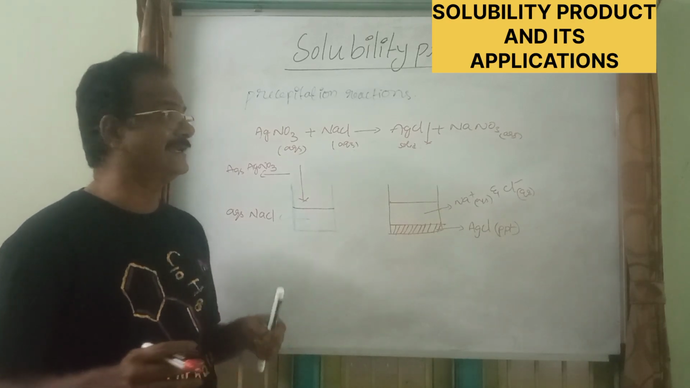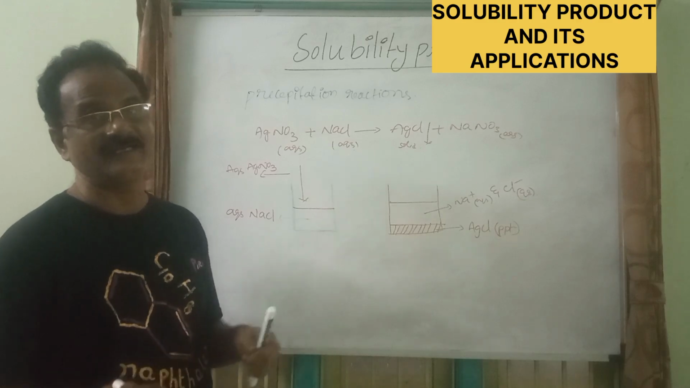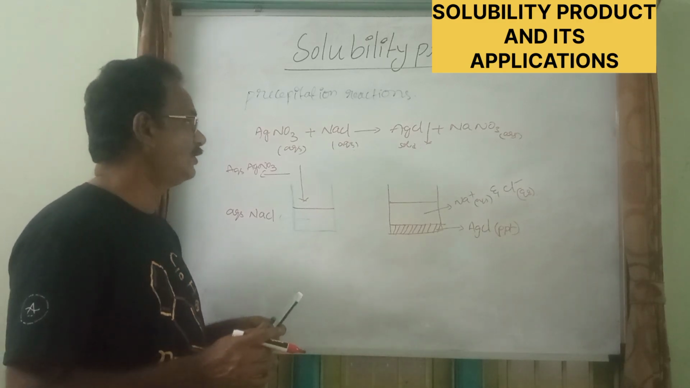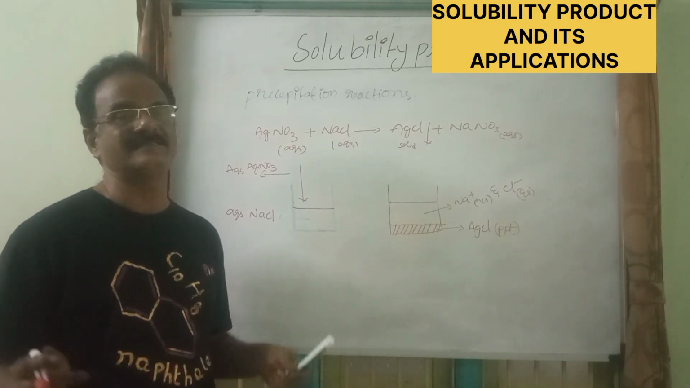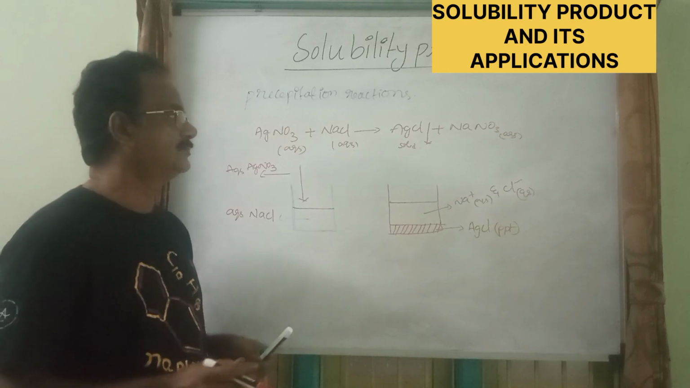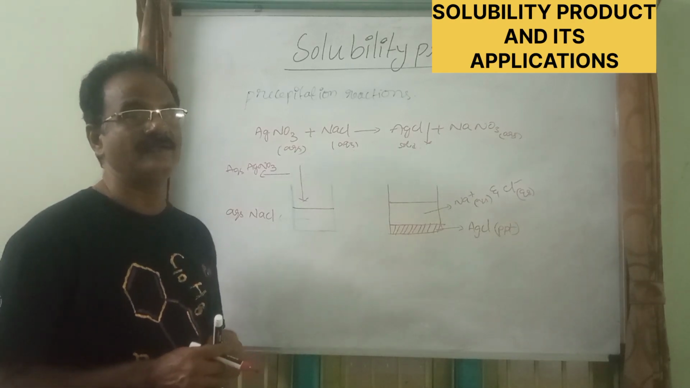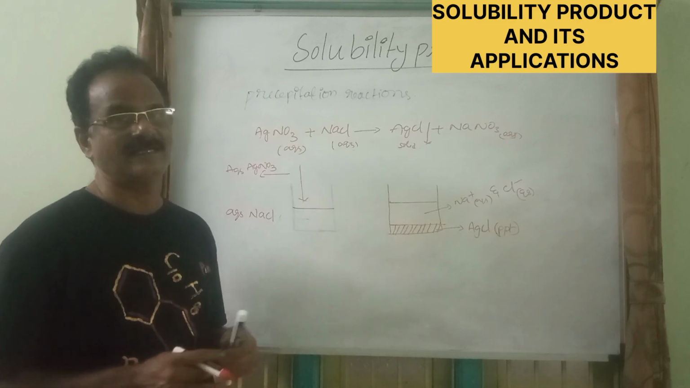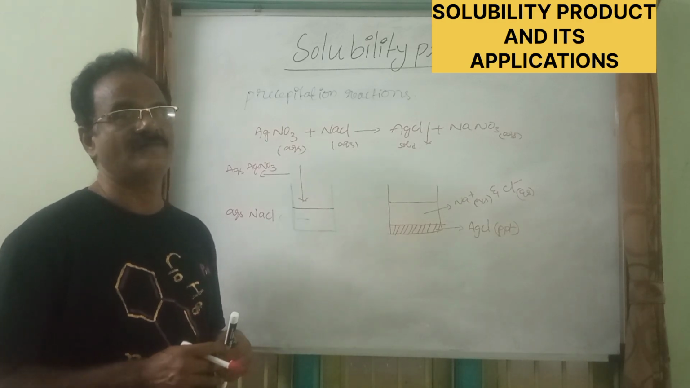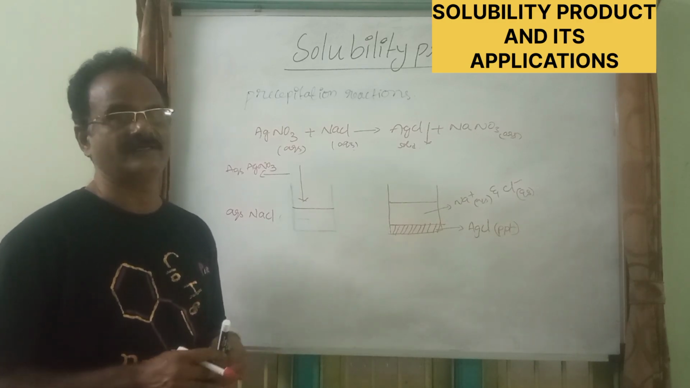Why isn't NaNO3 precipitating? Why doesn't AgNO3 remain as precipitate? Okay, why only AgCl is precipitating here, we can explain on the basis of solubility product.